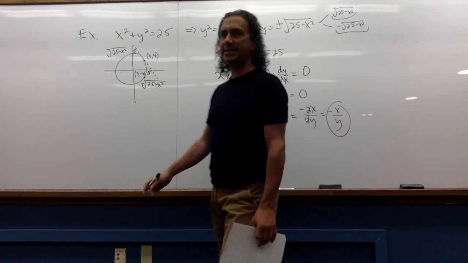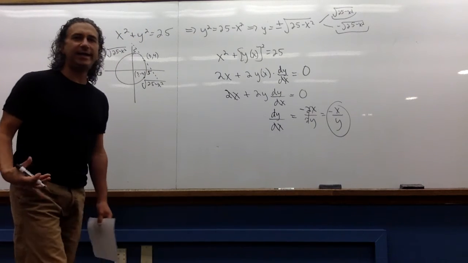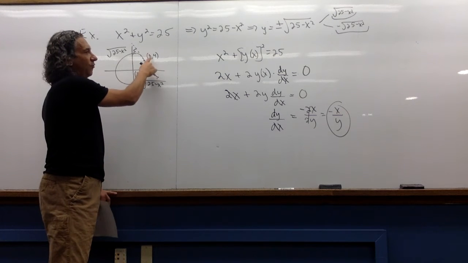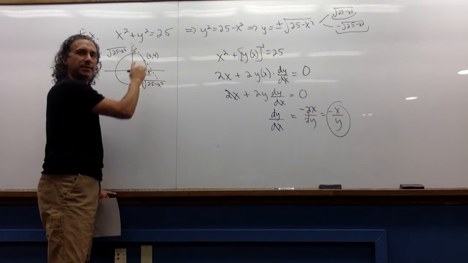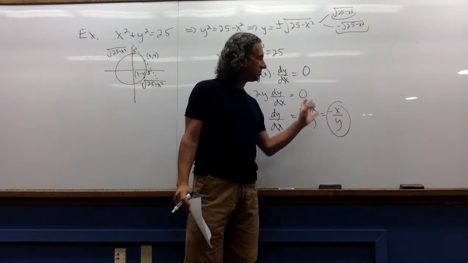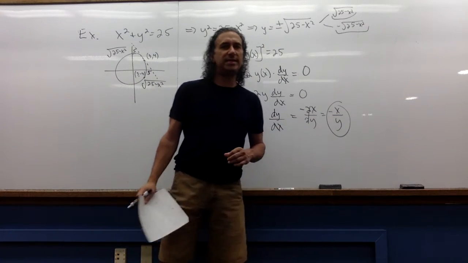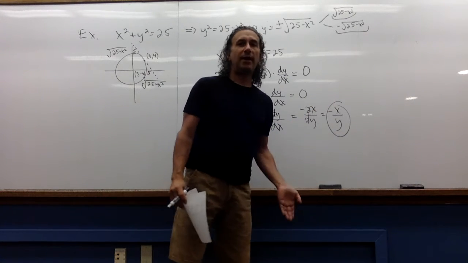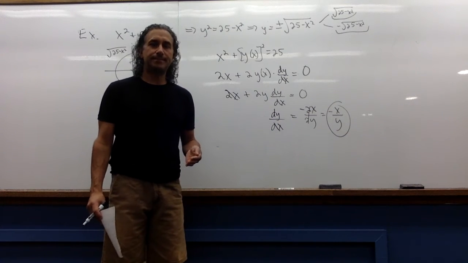Beautiful. We get minus x over y is dy dx. Remember the minus 3/4? That's where it's coming from. So it's not a coincidence. In fact, this is telling me that on a circle, you have this interesting thing going on, which is that the derivative is just a ratio of the x and the y coordinates.